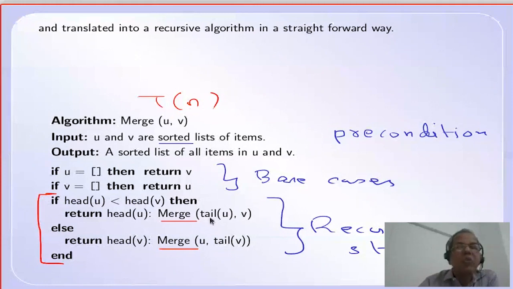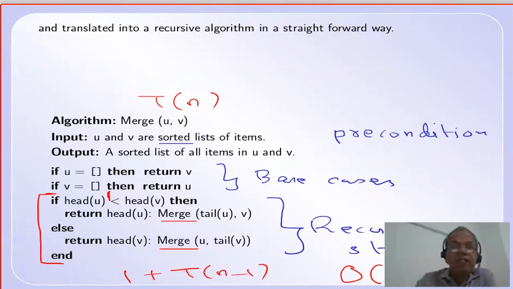If one call makes just one recursive call, we call this list recursion or linear recursion. So this is T of n minus 1, plus just one comparison. Therefore, the running time is 1 plus T of n minus 1. We have already solved this recurrence relation. This is big O of n. Compare this against the repeated ordered insert. If you use repeated ordered insert, the running time was big O of n squared. But the merge, we have done it more efficiently and it takes time which is only big O of n.